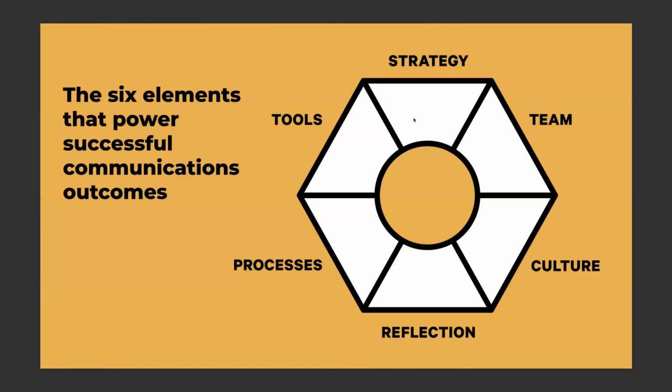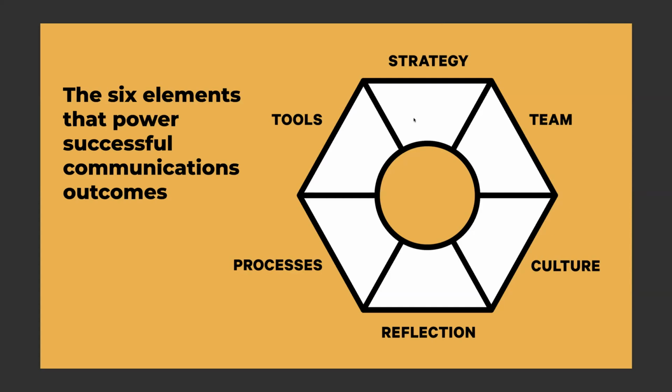So in my book, I break down what it takes to create engagement, to create an organizational clear voice, and to create sustainable momentum into communications. And the elements that I identified through my research boil down to 6 core functions. And it doesn't matter how big or small your organization is, these are the 6 elements that are going to power a successful communications outcome for you. And they're strategy, team, culture, tools, processes, and reflection.